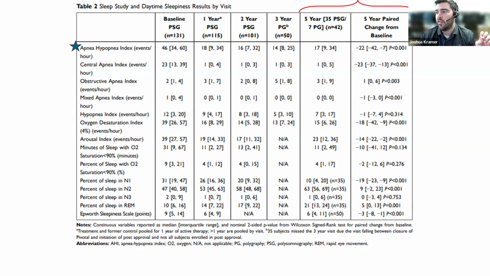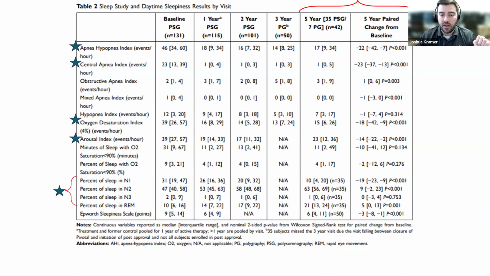There was a reduction in the apnea-hypopnea index. Their baseline of 46 has now come down to 17. The central apnea index went down from 23 down to 1. Oxygen desaturation of at least 4% went down from 39 to 15. The arousal index fell.